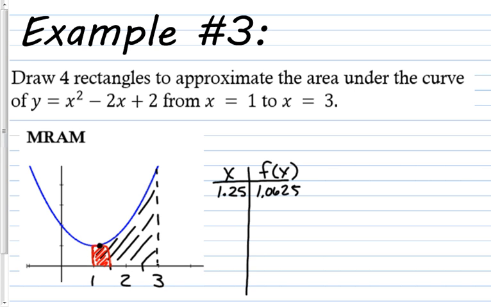Okay, for the next rectangle, I'm going to make the rectangle here. And I need the midpoint of this rectangle. I need the middle. Where does it hit the graph? So between 1.5 and 2 is 1.75. And when I plug that in, I get 1.5625. So hopefully you're getting the gist of it.